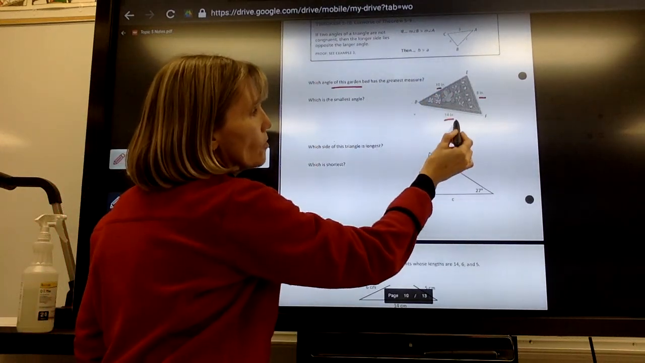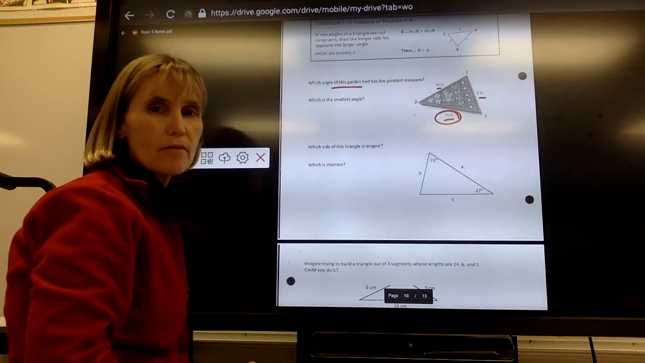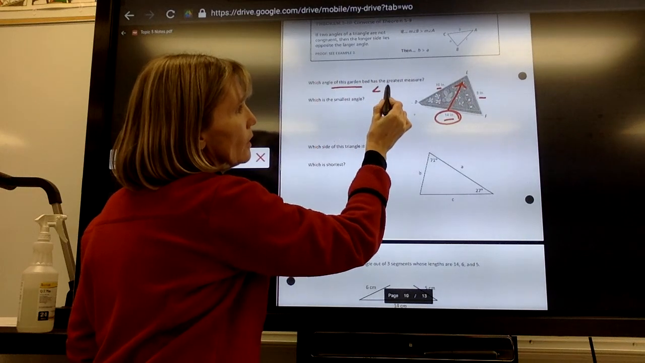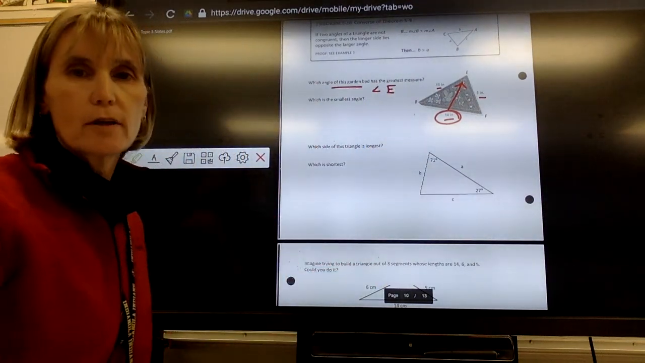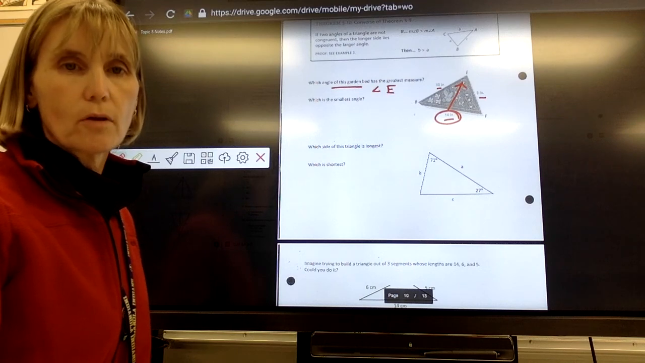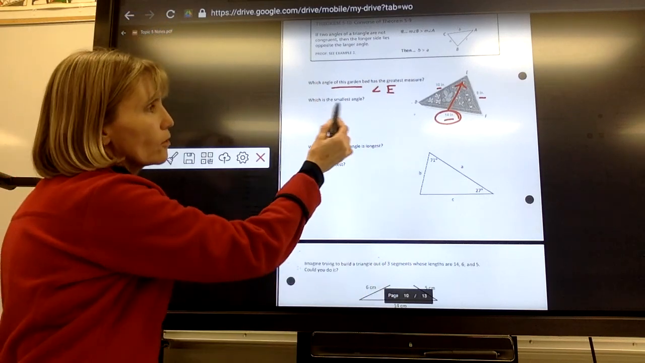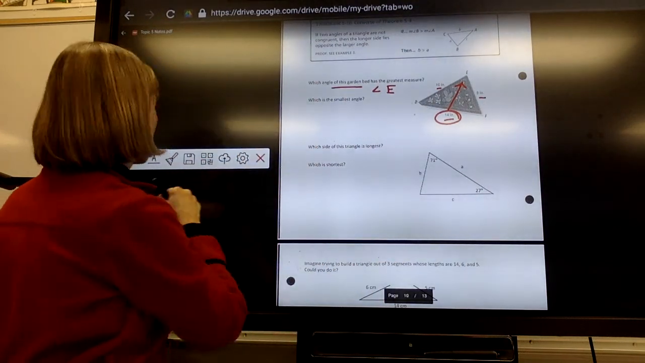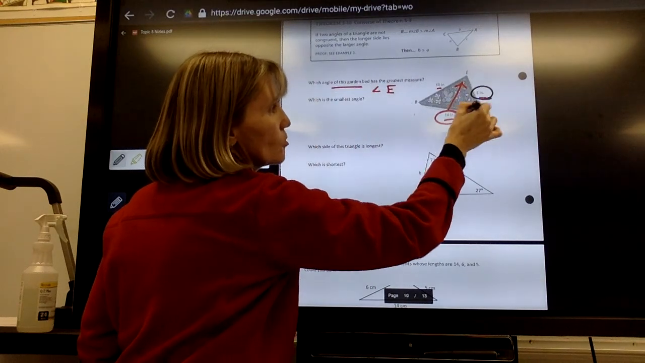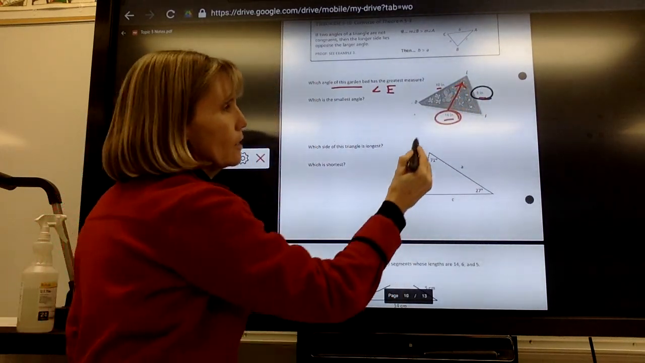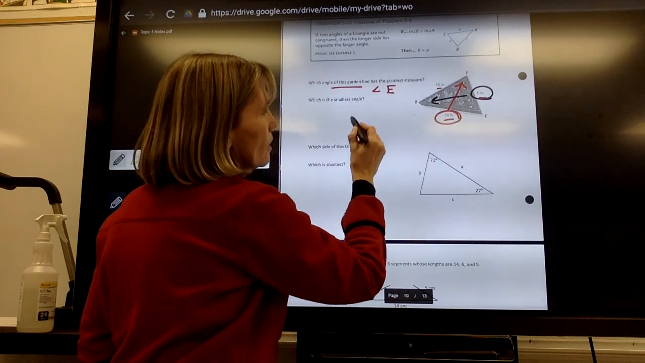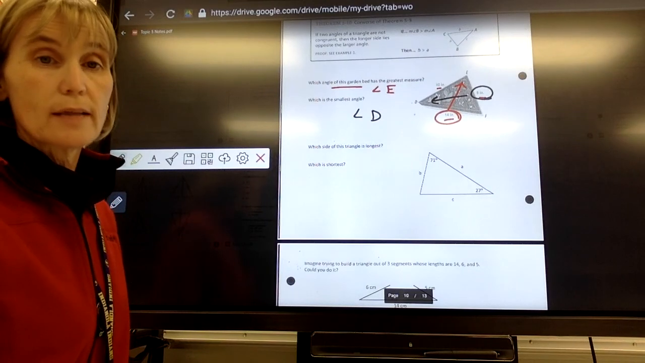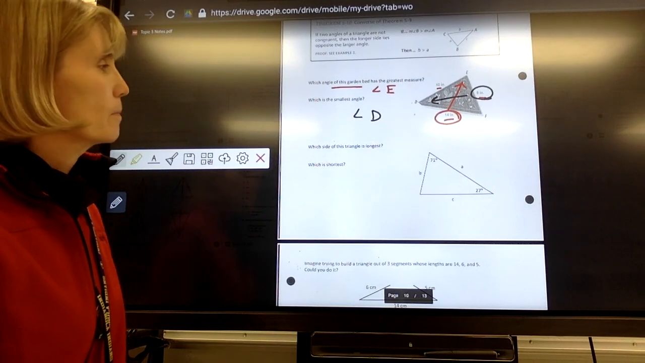Well, you locate the biggest side. 14 is obviously the longest side, so the angle that's across from it, angle E, has to have the greatest measure because it's across from the longest side. Which angle would be the smallest angle? Well, find the smallest side. Here's 8 inches, obviously between those three sides, 8 inches is the smallest. So if I go across from the smallest, I would say angle D is the smallest angle measure. I don't know exactly what the angle measure is, but I know it's the smallest.